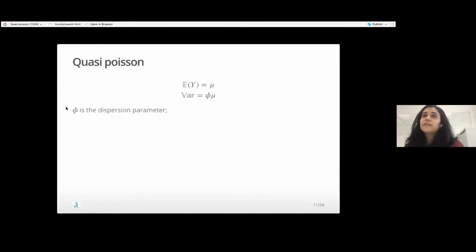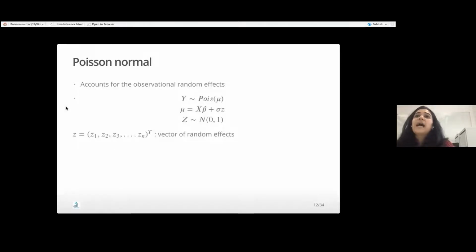And for quasi-Poisson here, we see that the variance is actually a linear function of the mean, and phi is the dispersion parameter. And we move on to the Poisson normal, which is the one that accounts for the observational random effects. The random effects are added onto every data point, and we can consider these random effects as a vector which arises from the standard normal distribution. So these are the models which account for the overdispersion that we're considering in this project.